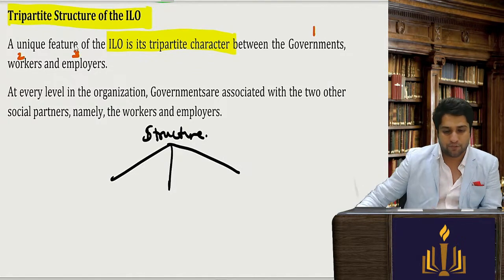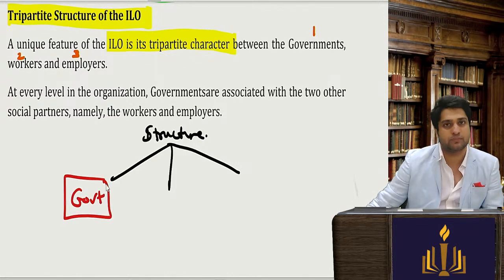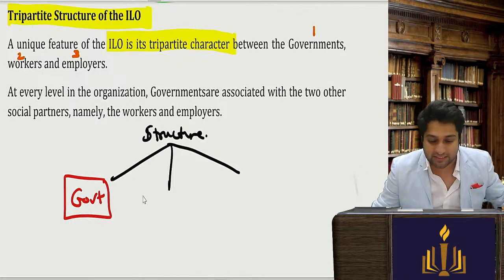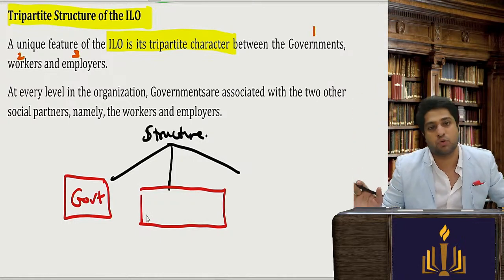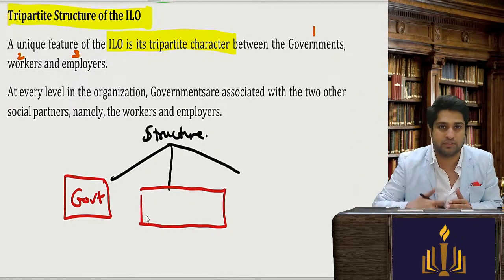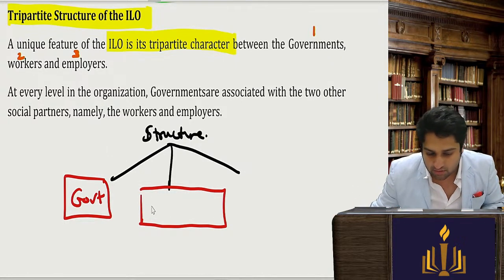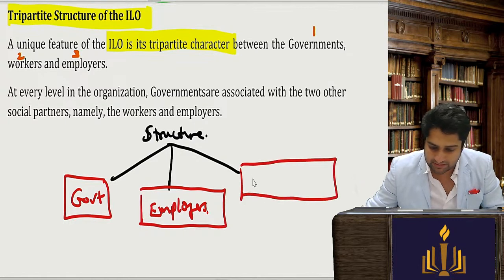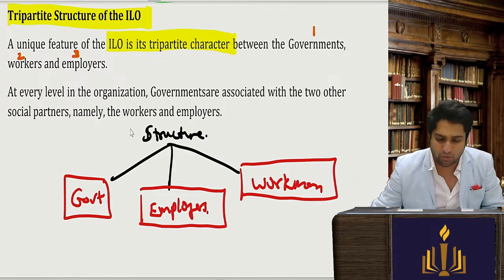So let's see. Understand what it is. First, there will be the governments of the world. Then these governments of the world will have signatories. All the employers of the world will also be a part of it. That is, some of the employers will be represented there. So there will be employers' representation and also workmen representation. So that's how ILO can function.